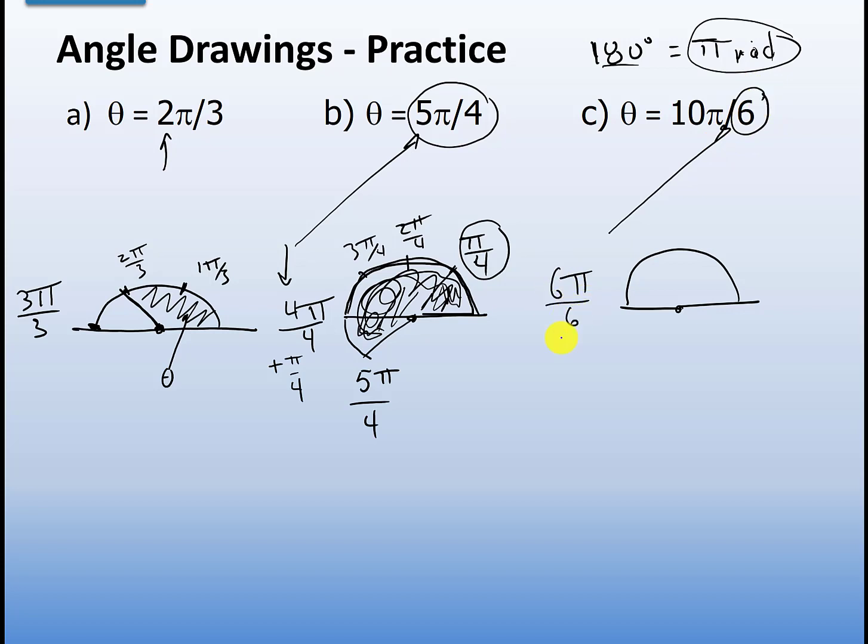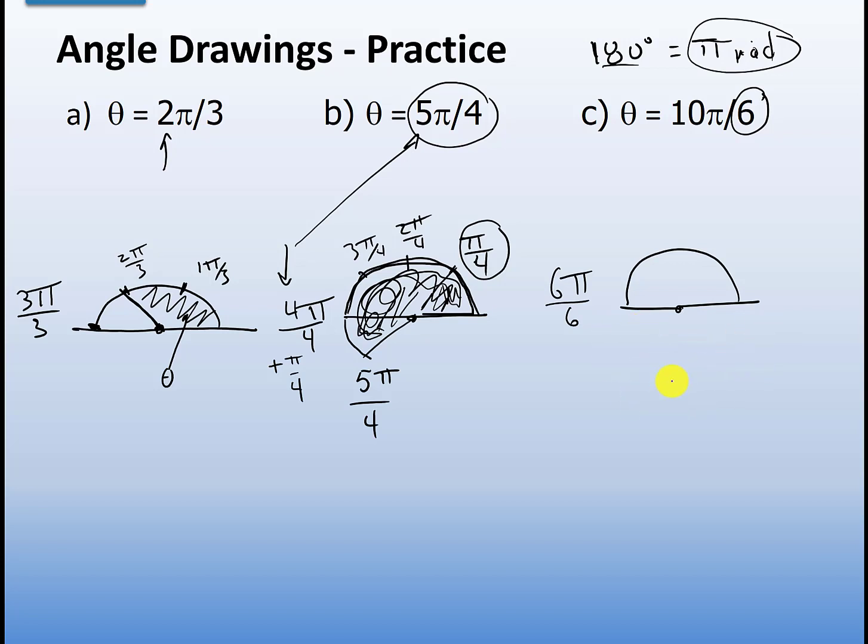6 pi over 6 is 1 whole pi, so it's still 1 whole pi, but now it's a fraction of sixths, and I'm realizing that 6 pi sixths is way too small for 10 pi sixths. Okay, so I've got to go further. But the question is, how much further? That much? That much? Where do I stop? So I don't know yet.